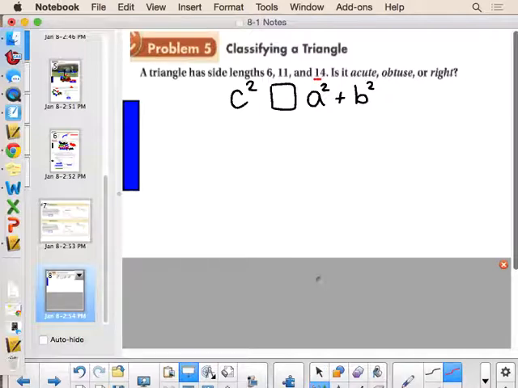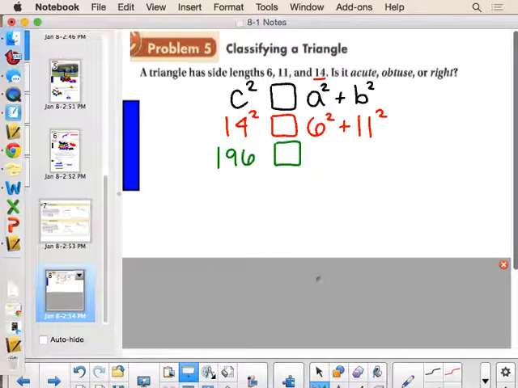c represents the largest side. Therefore, we're going to have 14 squared. Somehow, it's going to be related to the other side of my question, where we have 6 squared plus 11 squared. Now I'm going to start to simplify. 14 squared is 196. I still don't know my relationship here. 6 squared is 36. 11 squared is 121. I'm going to simplify, so we have 196 with some sort of relationship to 36 plus 121, which is 157.